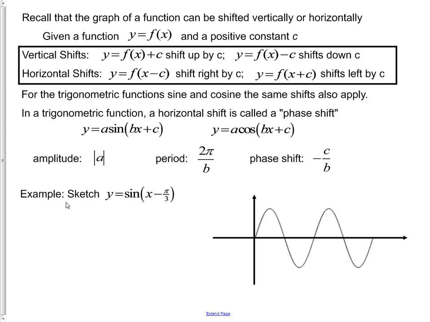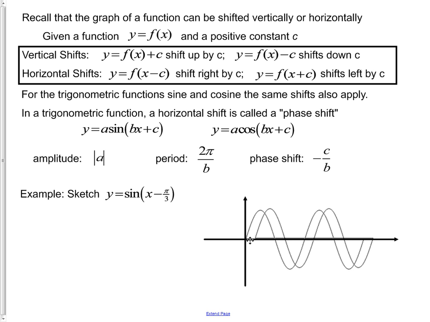Now, here's an example where I just do a simple horizontal shift. If I said y is equal to sine of x minus pi over 3, that would mean to me it's the equivalent of taking my function and shifting everything to the right by pi over 3. So you can imagine it that way. If I had one cycle that would normally have started at 0 and ended at 2 pi, then all of my x values will have been shifted to the right by pi over 3. So instead of starting at 0, we'd start at pi over 3.